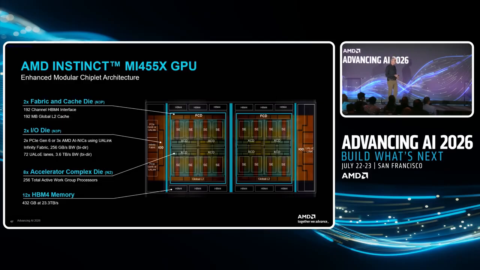So we have one of these that's specifically implemented for our scale-up interfaces. If you've had a chance to go to one of the other talks related to that, that's our UALink over Ethernet, which gives us the 72 lanes at 200 gig to connect up to the rest of the GPUs in the pod or in the scale-up domain.